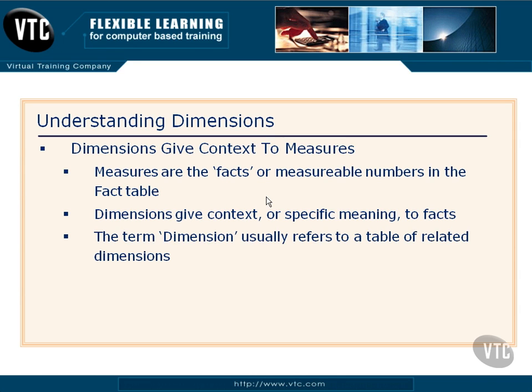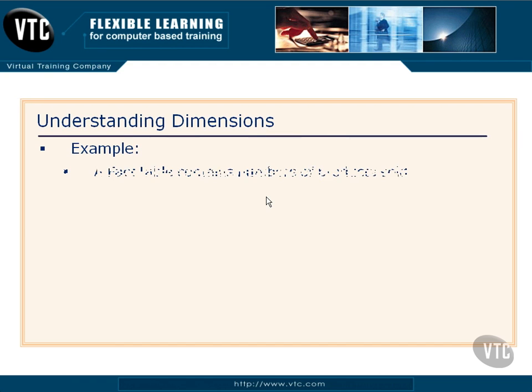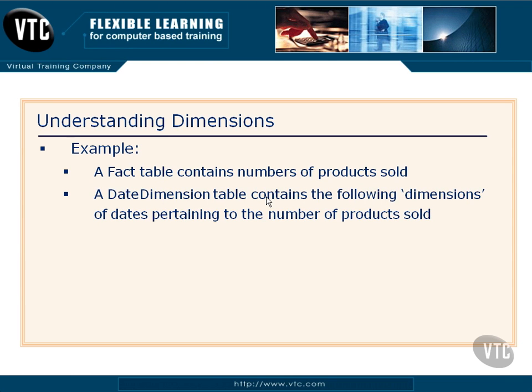Now, if you hear somebody talk about a dimension, they usually mean an entire table of related dimensions. And I'll certainly show you that a little bit later on. Here's an example. I've got a fact table that contains the number of products sold. And so our fact table may have 10,000 rows of numbers of products sold. One row has one number. A date dimension table will join to that through keys. I'll explain that later and you'll see it. And it will contain a number of individual dimensions or slices, if you will, or variations on the date pertaining to the number of products sold.